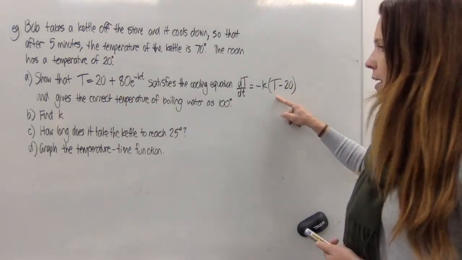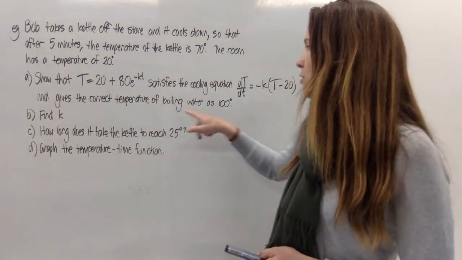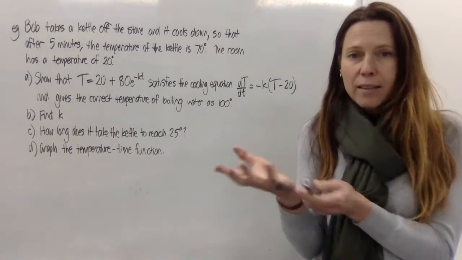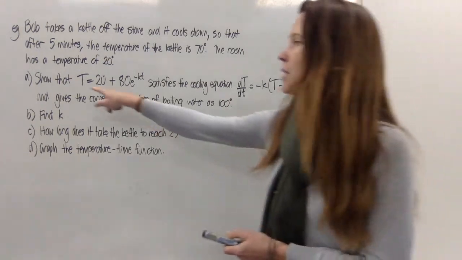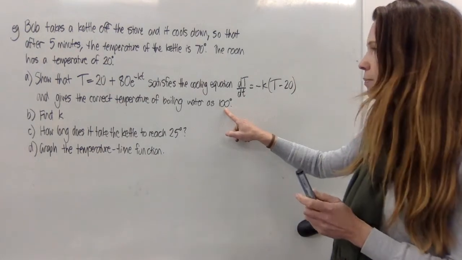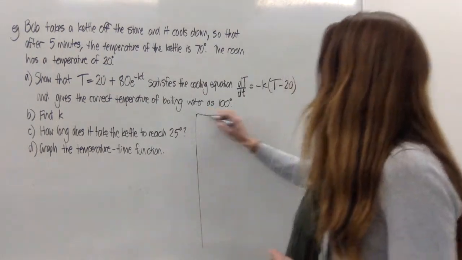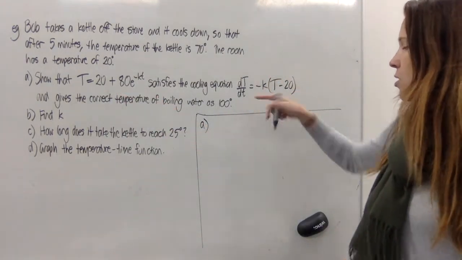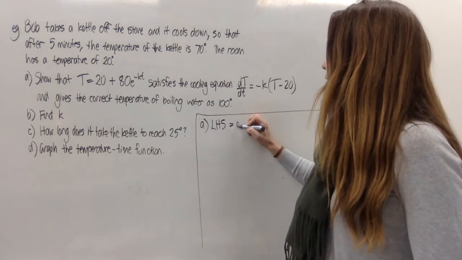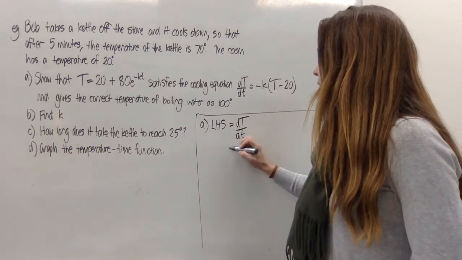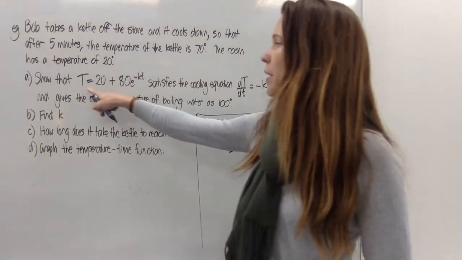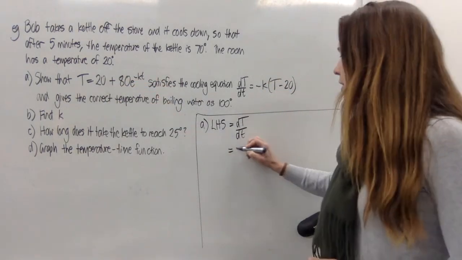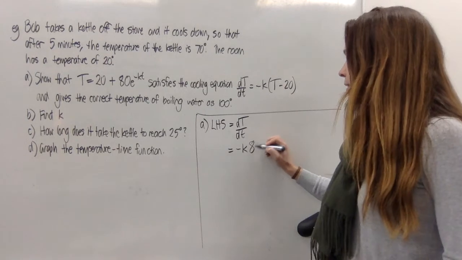That's very similar to what we did in the last example, and show it gives the correct temperature of boiling water as 100 degrees. In other words, when little t equals 0, or at the start of the experiment, we're expecting big T should actually be 100. Okay, so first things first, let's start by showing that this satisfies this. So let's say that the left-hand side is dT by dt, and then we can find what dT by dt is by just differentiating this.